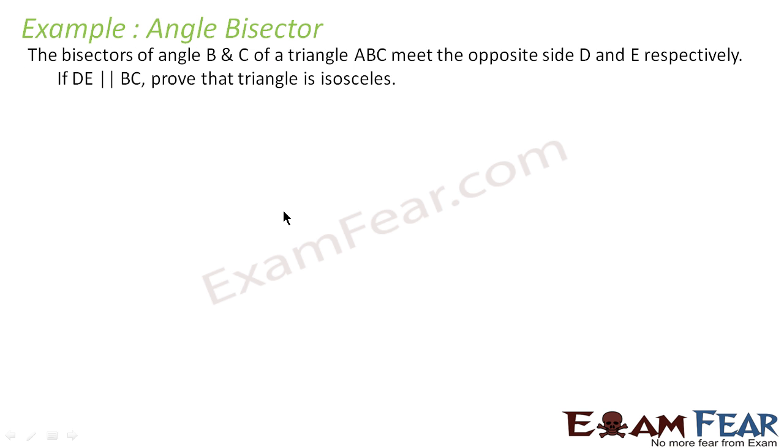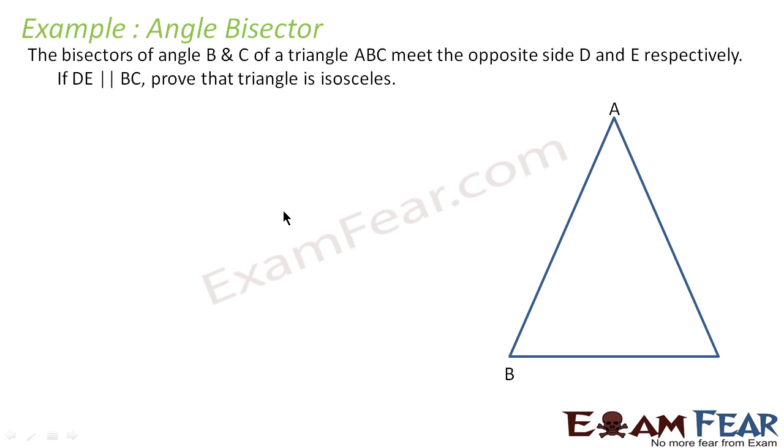Let's take one more example. The question says the bisector of angle B and C of a triangle ABC meet the opposite side at D and E respectively. If DE is parallel to BC, we have to prove that the triangle is isosceles.